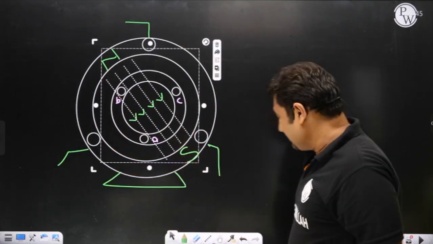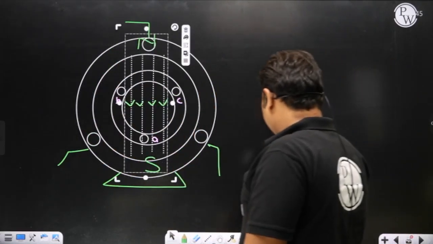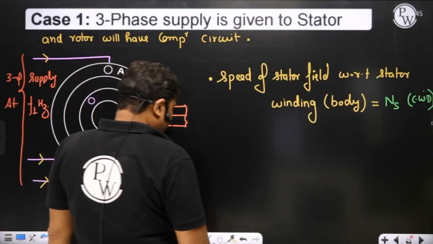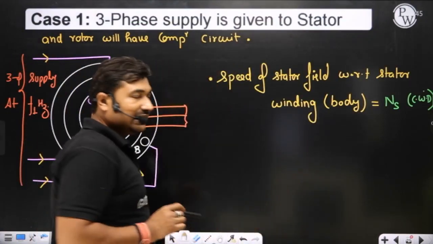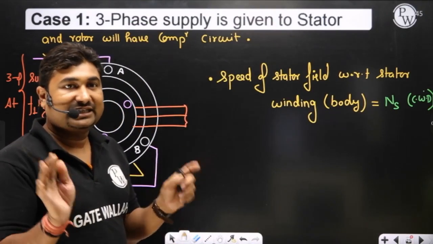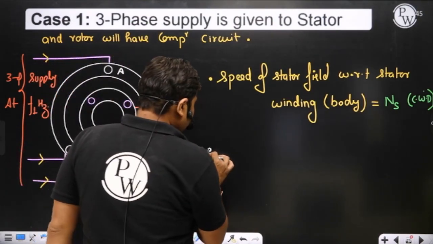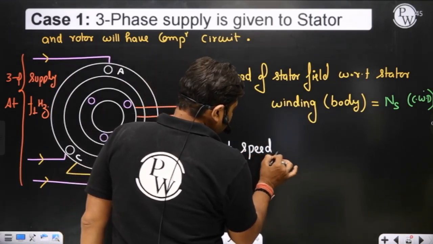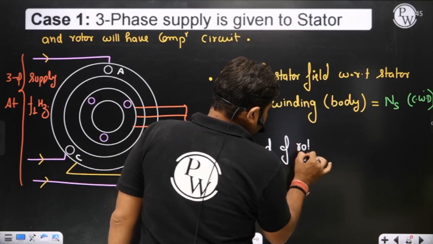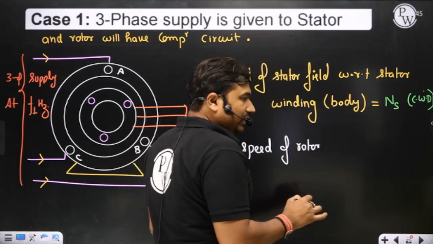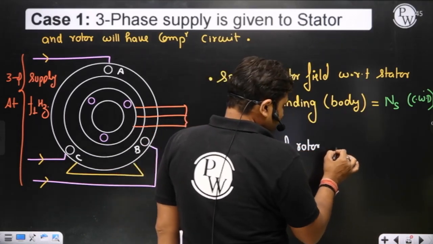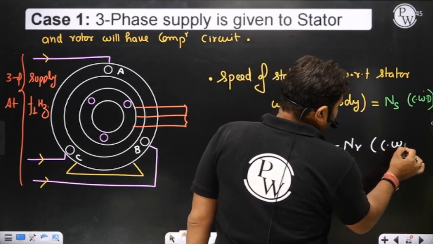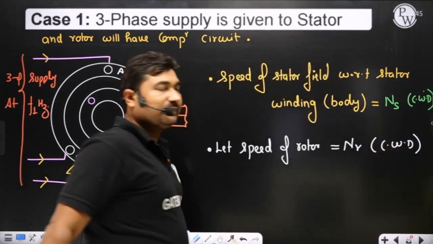Is it okay? So let us suppose the rotor will start rotating in the direction of rotating magnetic field at a speed of Nr. Let speed of rotor be Nr. Definitely it is in a clockwise direction as per the Lenz's law.